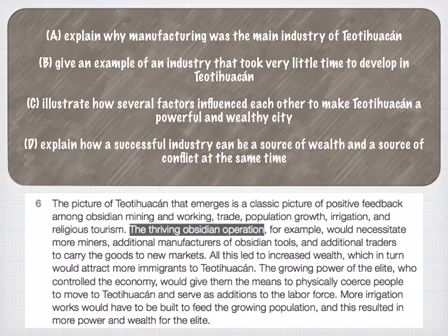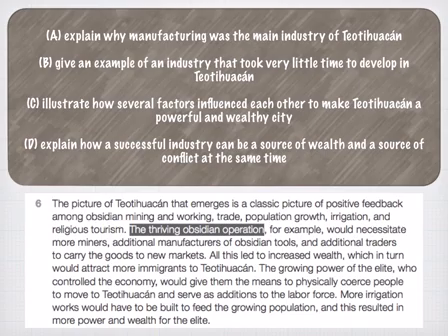Mining, working trade, population growth, irrigation, religious tourism. There were more miners coming in, there were more people making obsidian tools, there were more traders coming in to carry the goods to the new markets. All of these things led to increased wealth, which in turn would attract more immigrants to Teotihuacan. So there is actually quite a large body of evidence that we can use to support option C.